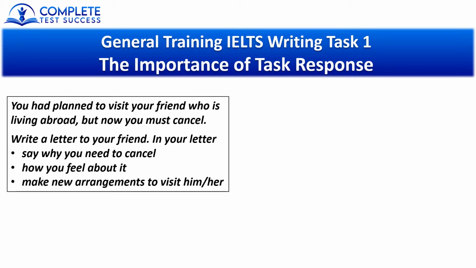or her. So with those 3 prompts that you just saw, we will write 1 paragraph for each prompt, and each paragraph will be about 60 words long. And it's really your ability to respond to those prompts that determines your task response score. So let's just focus on the first prompt, say why you need to cancel, to demonstrate the importance of task response. So here's an example paragraph for that prompt.